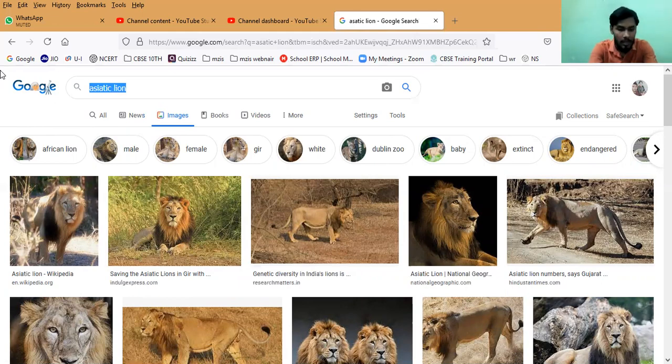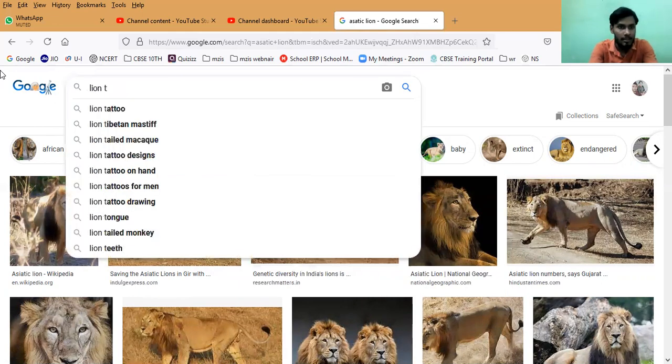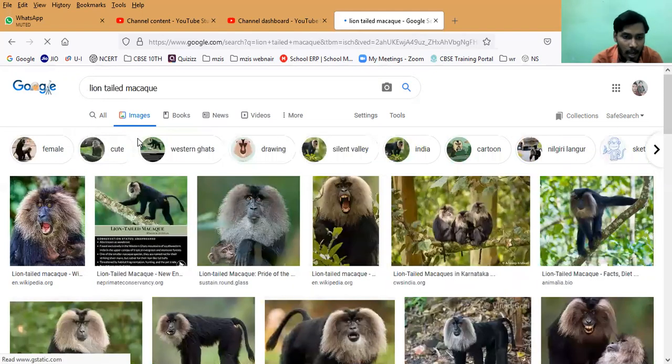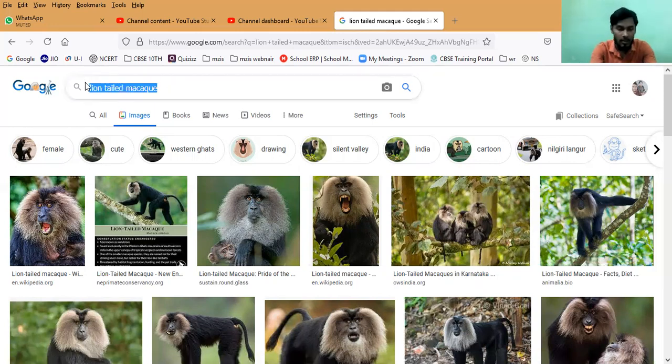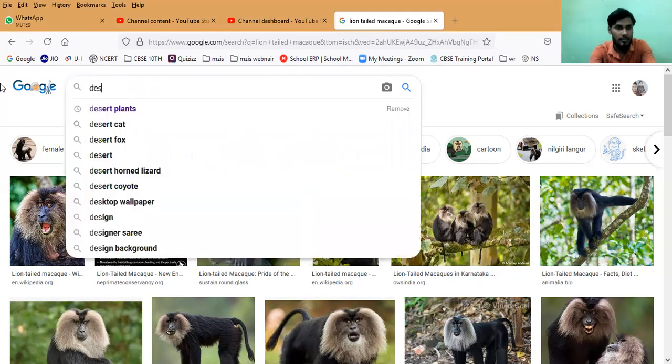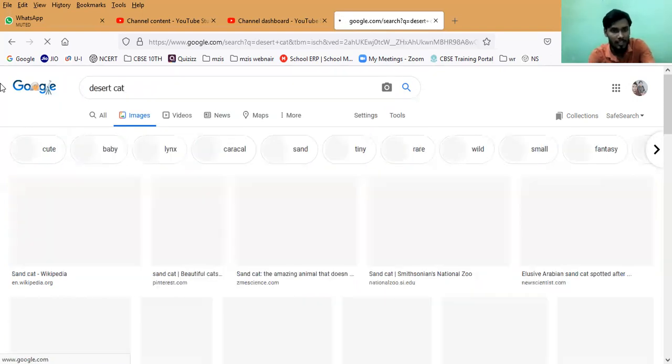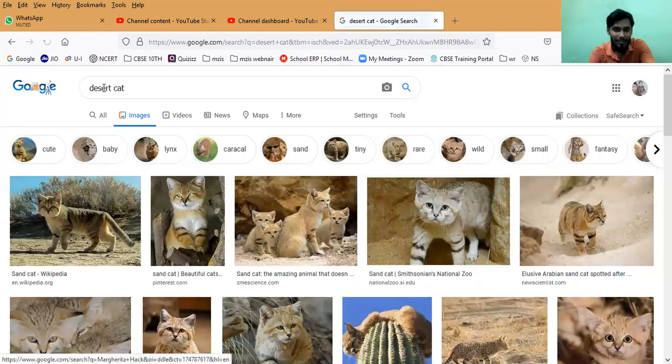Next, lion-tailed macaw. This is what you should know. Everybody must see this. Have you seen a macaw? Sir, we saw it in a cartoon. Yes, lion-tailed macaw. Next one, please. Desert cat. This is called the desert cat. Very beautiful, correct?